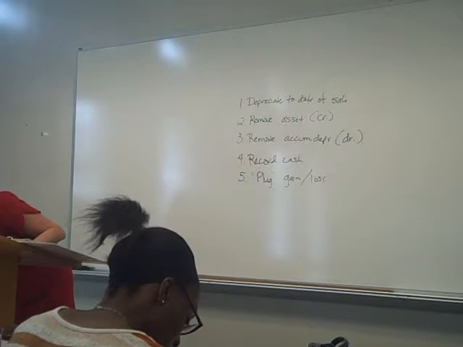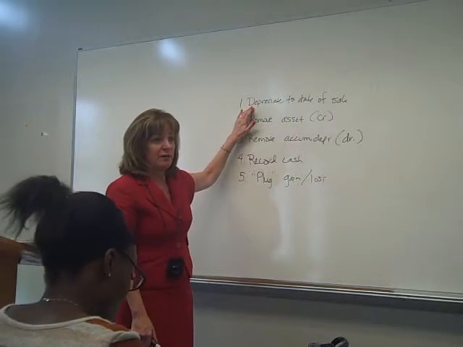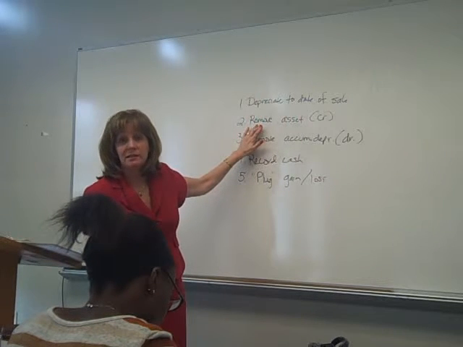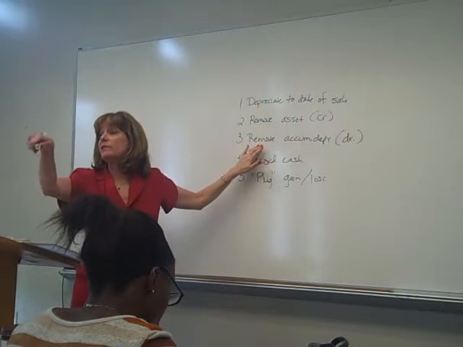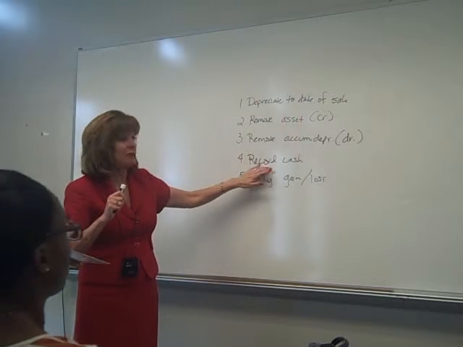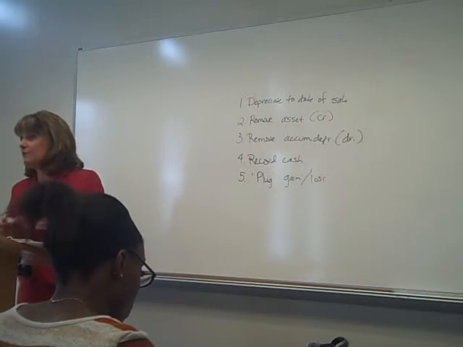Let's do our rules. Number one, depreciate to the date of sale. There's our $500. Number two, remove the asset, 20,000 credit. Remove the accumulated depreciation, 18,000 plus the 500 we just added, 18,500. So we have a loss. We had no cash. We threw it away. And so we have a loss of the difference, 1,500.